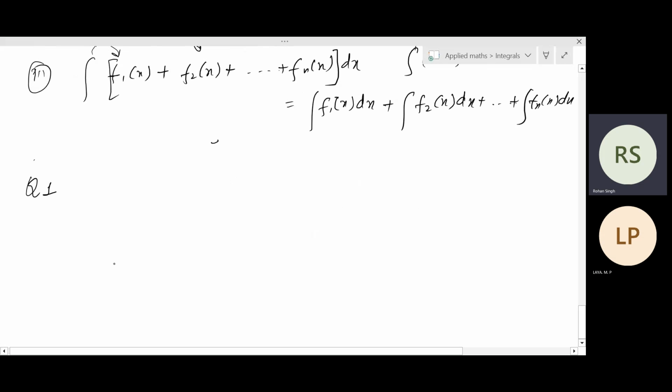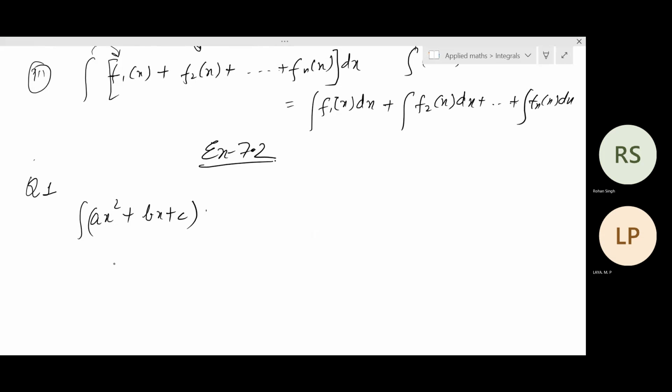Question number 1, exercise 7.2. The first one is integral of ax square plus bx plus c, a quadratic function, dx. Using the property that we just learned, we can split this integral, because in multiplication you cannot do this. If you have x times x square and you are differentiating this, you cannot say differentiation of this multiplied by differentiation of this. You have to use the product rule, or you have to multiply then differentiate.